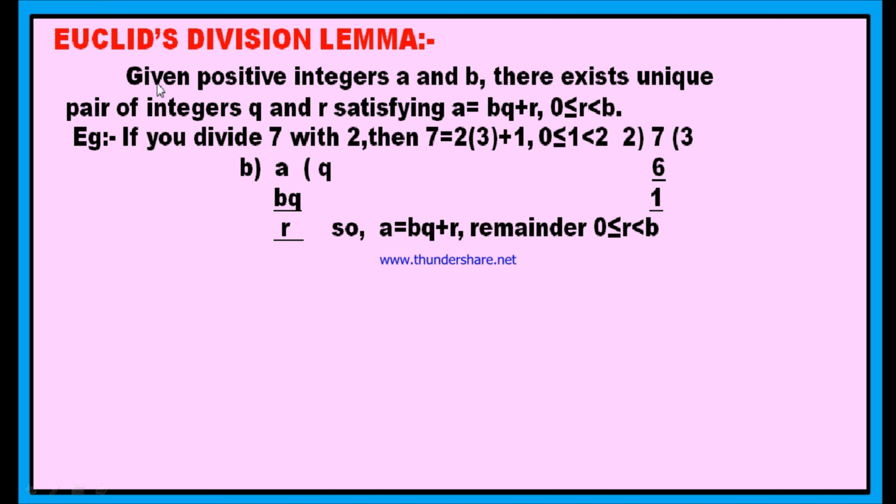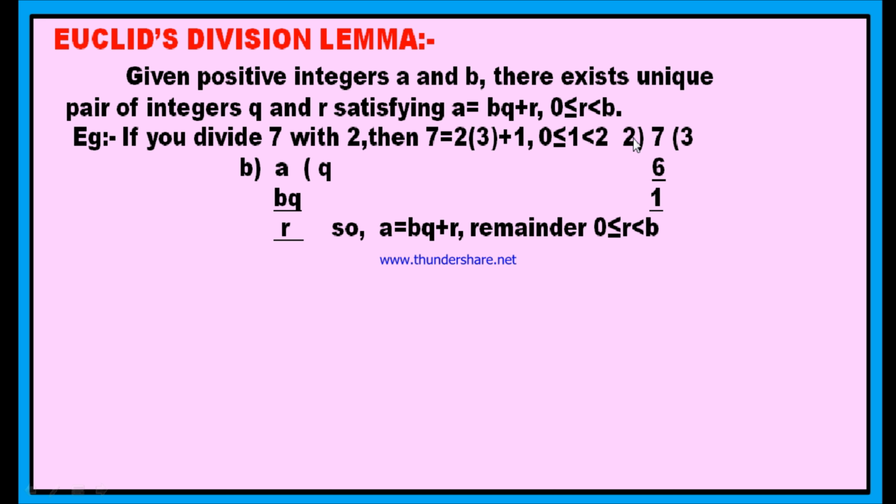The statement is: given positive integers a and b, there exists a unique pair of integers q and r satisfying a is equal to bq plus r, where r is greater than or equal to 0 but less than b. How can you understand this? By taking 7 and 2. If you divide 7 by 2, 2 goes into 7 three times, 3 twos are 6, and the remainder is 1.